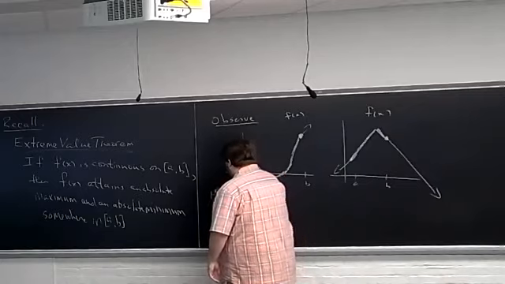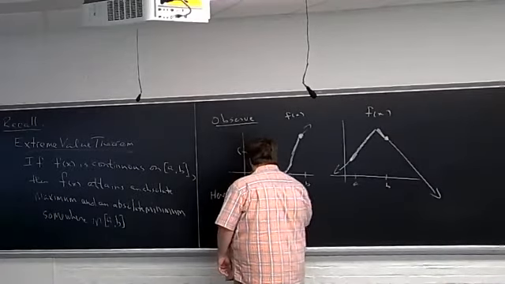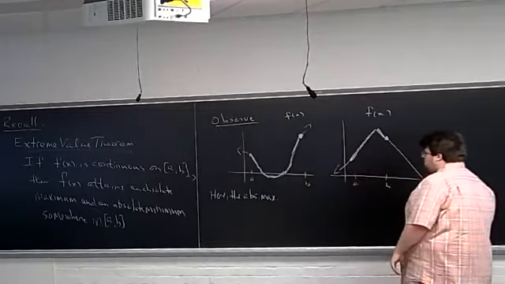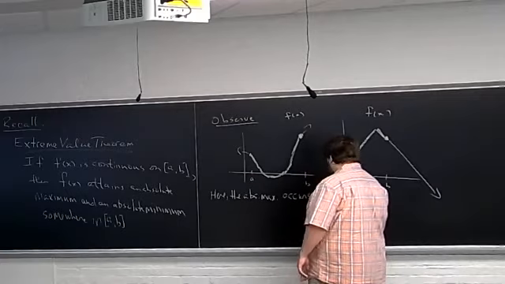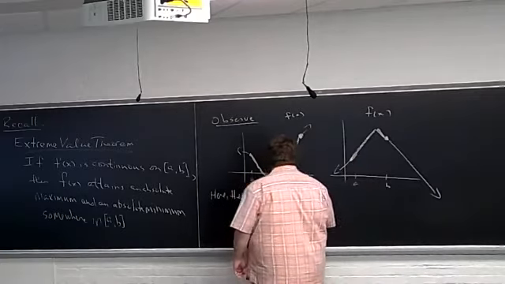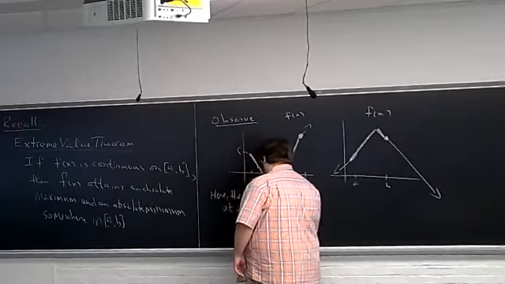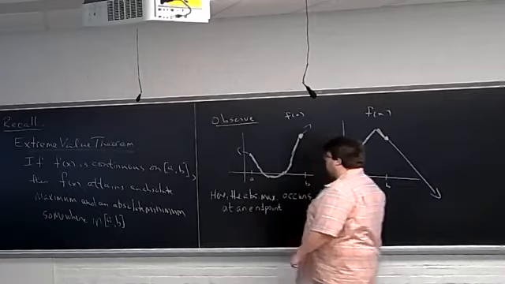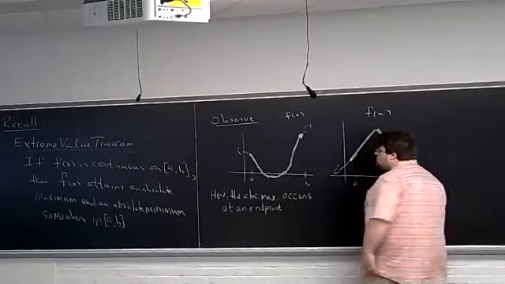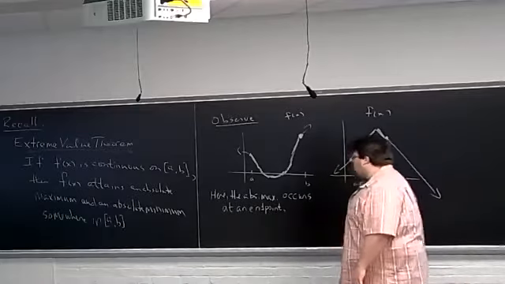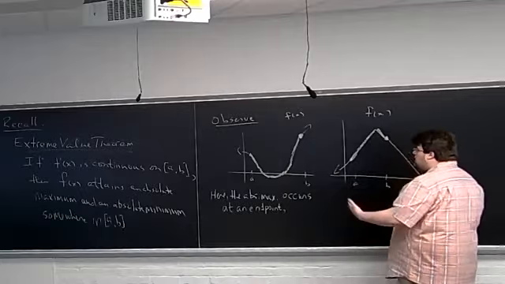So I'll note here, the absolute maximum, which we can abbreviate ABS MAX. Here, the absolute maximum occurs at an endpoint, meaning it occurs at either A or B. Here in particular, it occurs at B. So in this case, the absolute maximum, the largest y value, occurs at this endpoint.